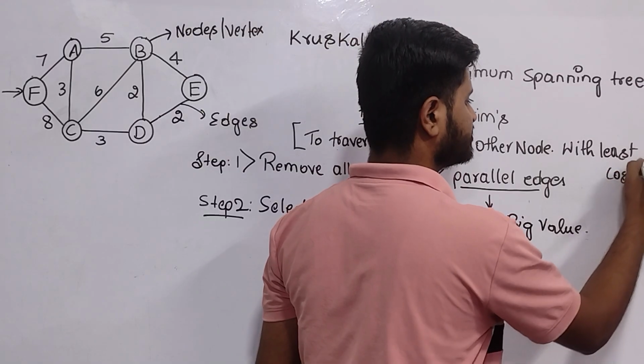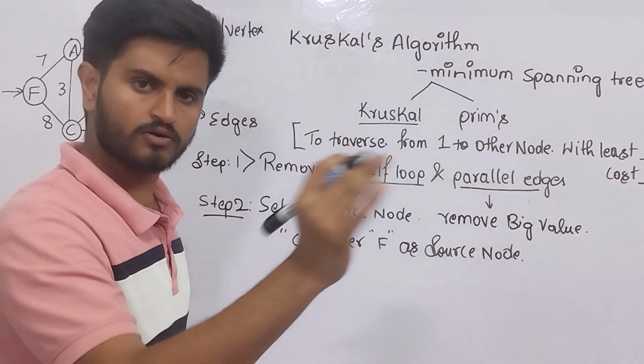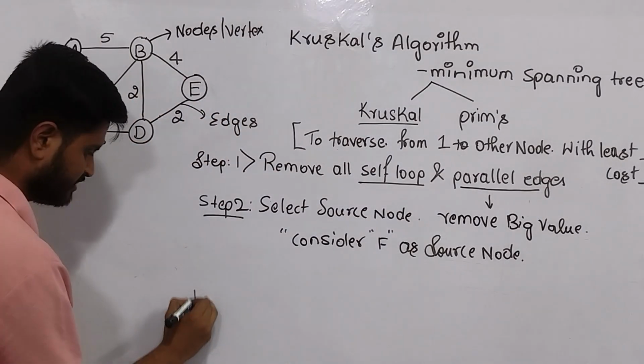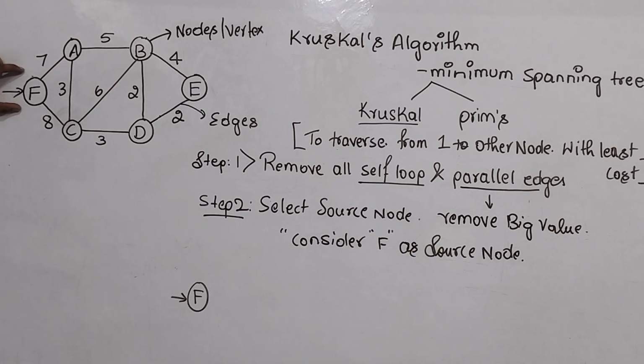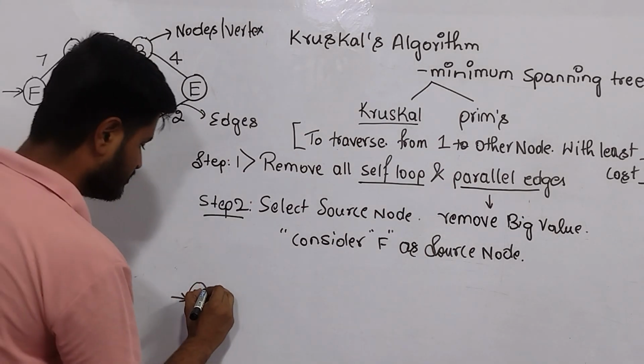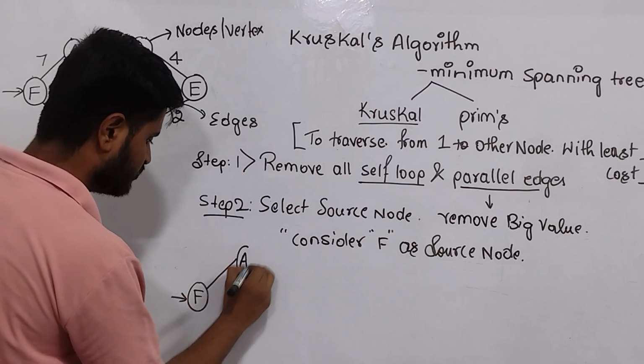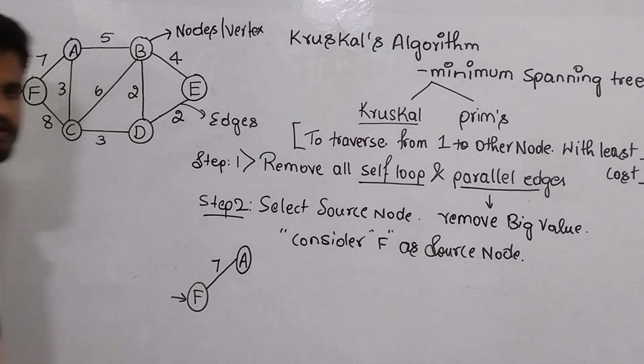So what must we do? We must travel from one node to another node with the least cost. I am starting from node F because F is my source node. F has directly connected edges only to A and to C. Among F to A and F to C, which edge weight is the minimum? 7 is less than 8. So I will move from F to A with the least cost of 7.